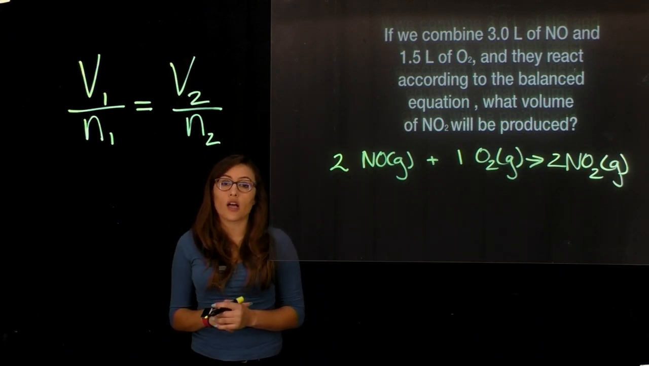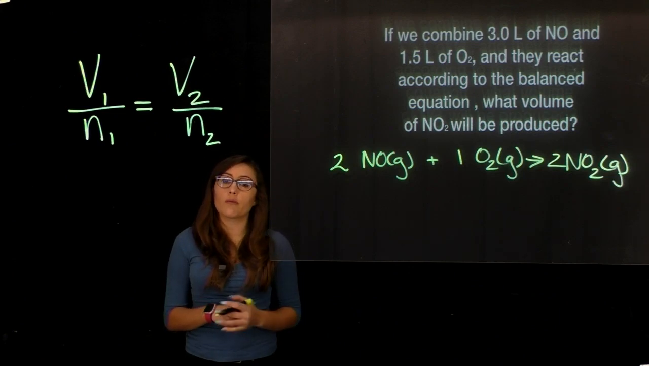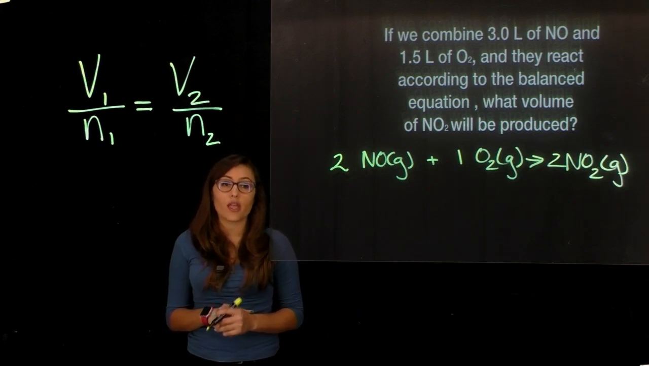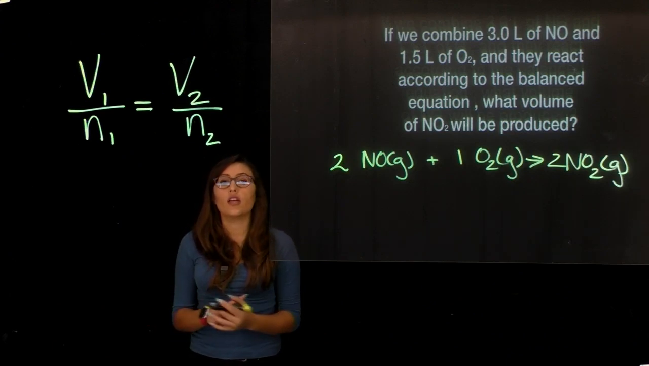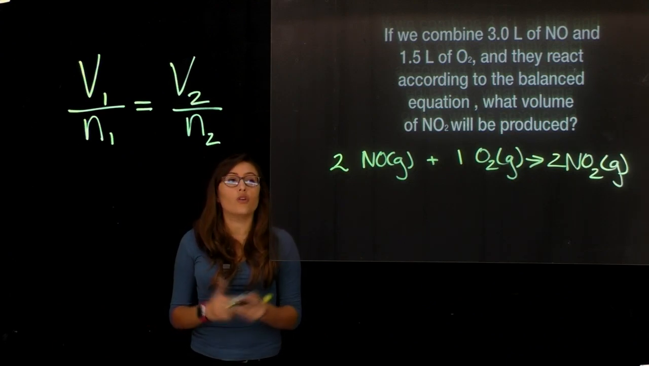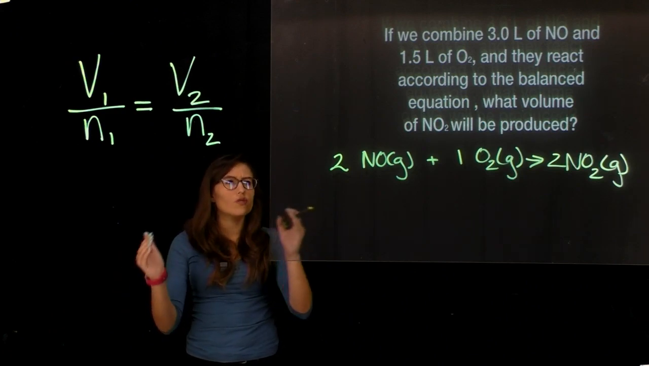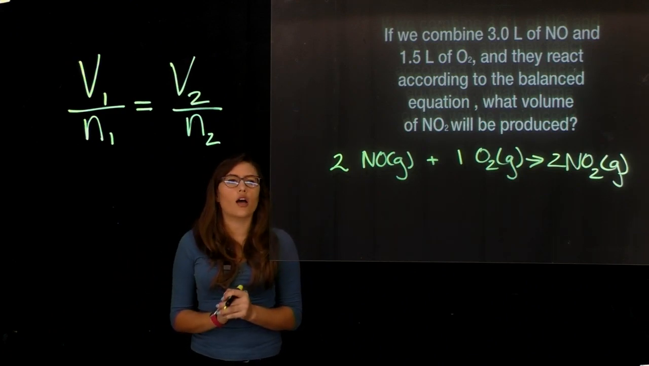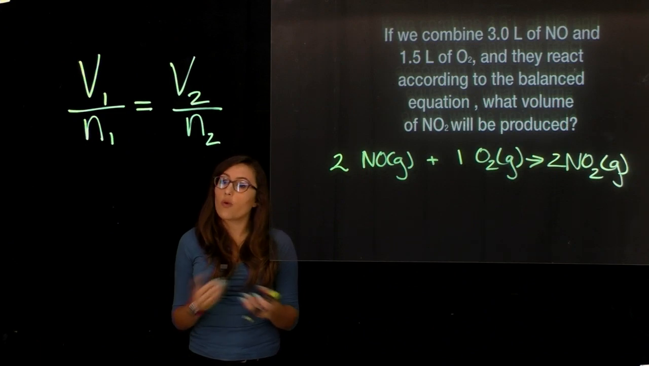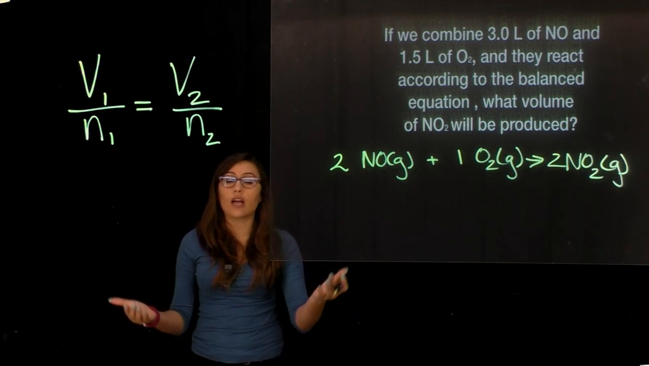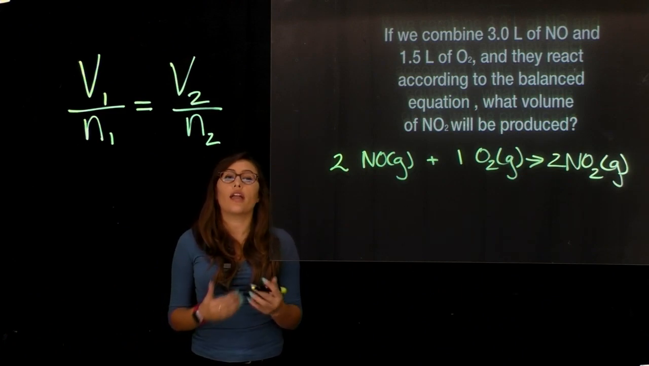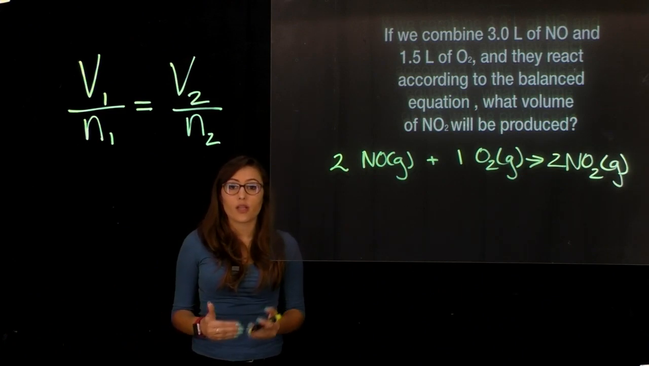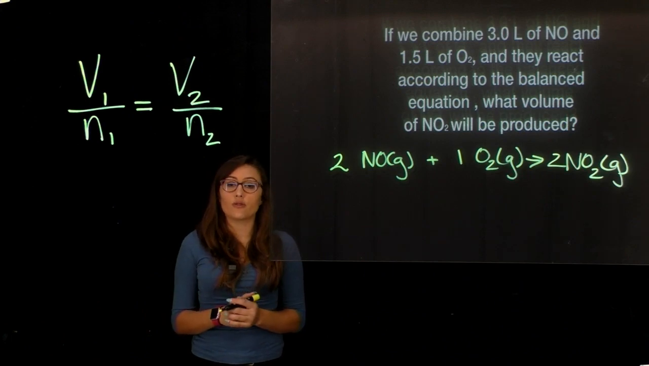We know Avogadro's Law states that volume is directly proportional to the number of moles. If we increase one component, the other component must also increase in respect to it. So you must be asking yourself, which volume do we use to solve for a final volume? Well, the answer is you can use either the volume of nitrogen monoxide or the volume of oxygen, and you'll get the same answer. So we're going to go ahead and do it for both of these two scenarios.